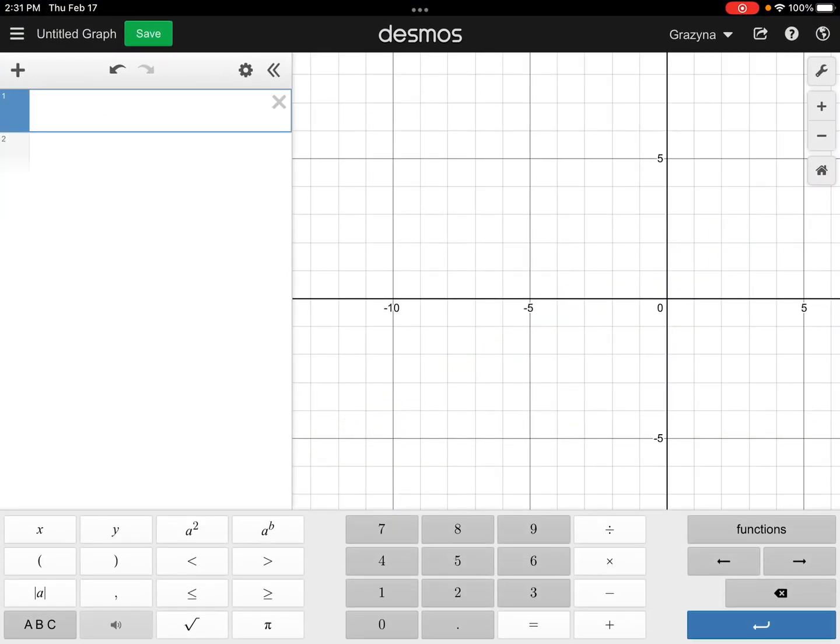That was from the last problem. So we've got x plus 2y equals 6. You know what, I'll just duplicate it.